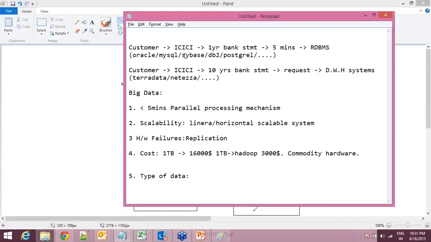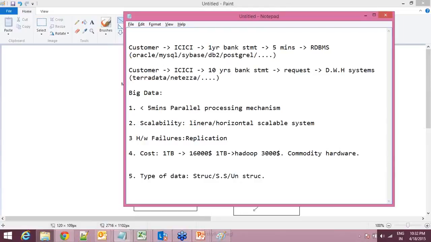But even these systems can process only structured data mostly. They can process semi-structured data like XML files, JSON files. But coming to Hadoop, Hadoop has the capability to process structured data as well as semi-structured data like XMLs and JSON files. It can process unstructured data.